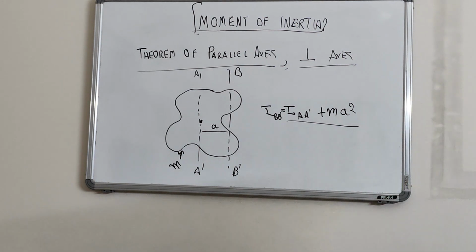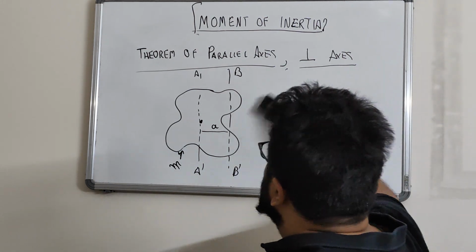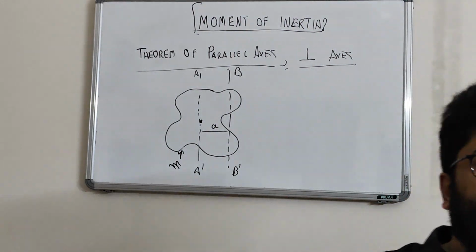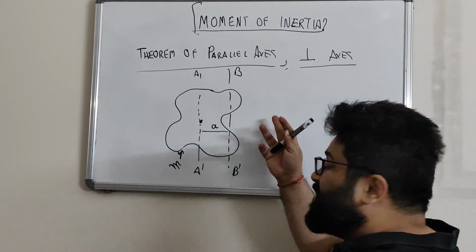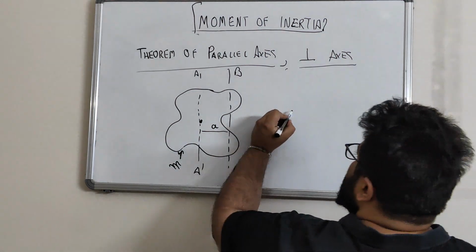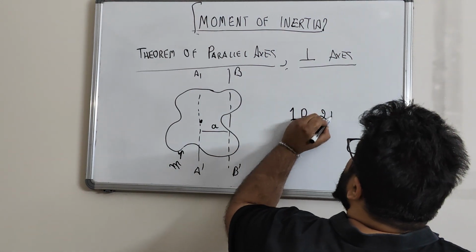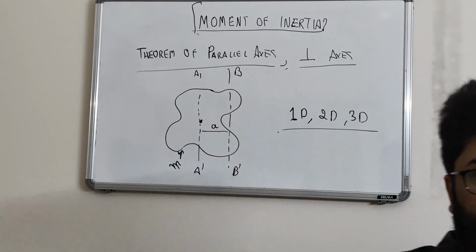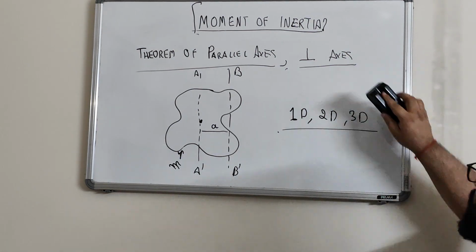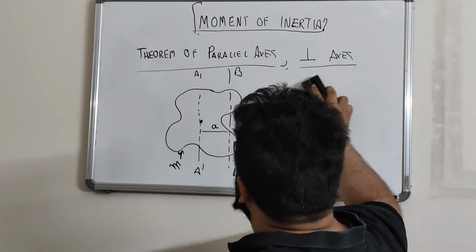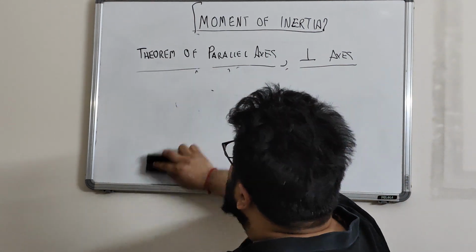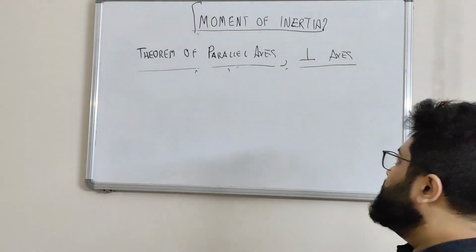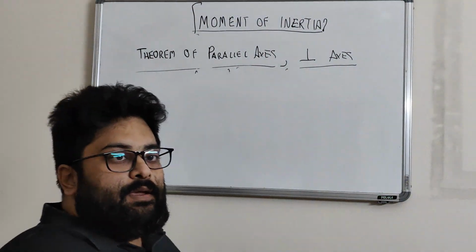Similarly, we have the theorem of perpendicular axis. Okay. What does this state? Now, before we move on to the theorem of perpendicular axis, this theorem is valid for 1D, 2D and 3D bodies. All three kinds of bodies, right? But when we talk about the theorem of perpendicular axis, it's valid only for 2D bodies. So, what's the theorem of perpendicular axis?